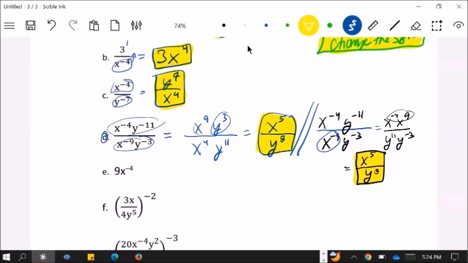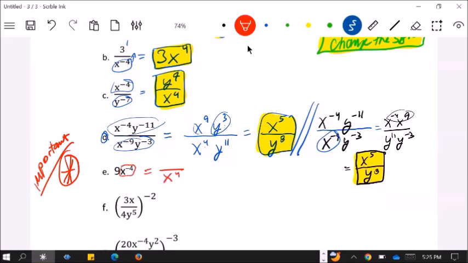Now, in letter E, this one's very important. People tend to make a mistake about this one often. So make a note to yourself that this is important. It's that the x to the negative 4th moves to the bottom of the fraction, but the 9 does not because the 9 has an exponent of 1. Not a negative 1, a positive 1. So the lesson here is that the negative 4 does not apply to the 9.